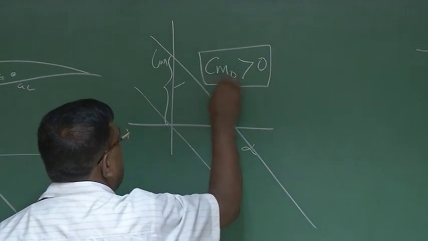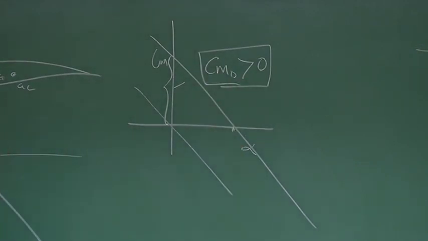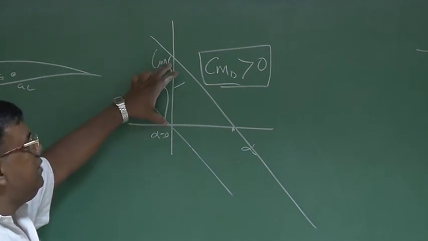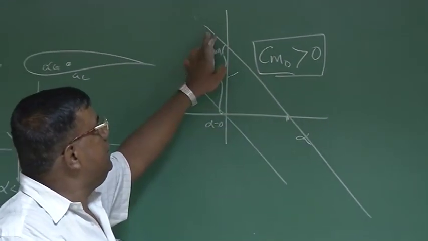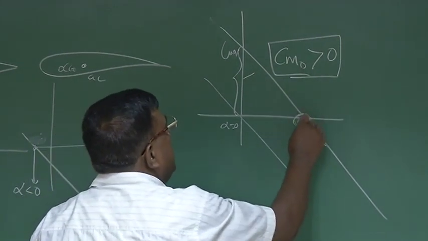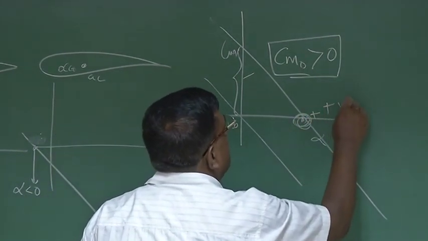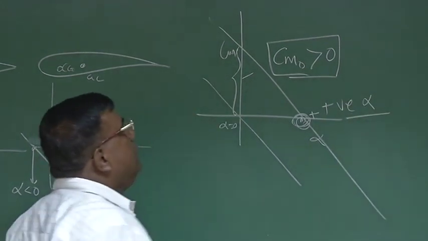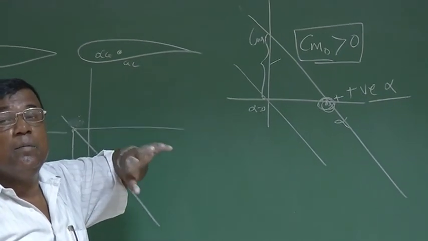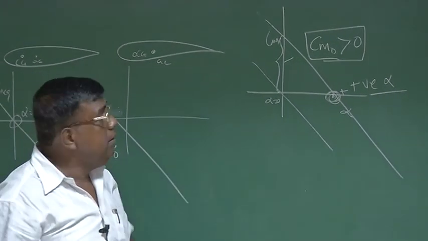That is, I must have Cm at alpha equal to 0 positive. If I have a positive intercept and dCm by d alpha is less than 0, then I can fly at this positive alpha, right? So I have to somehow generate Cm naught, Cm at alpha equal to 0, to be positive. What do I do?